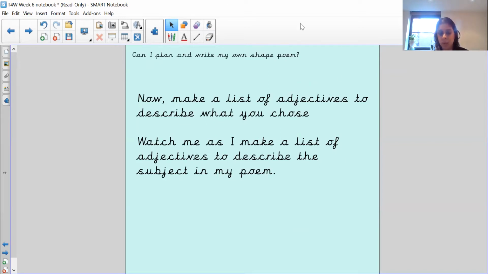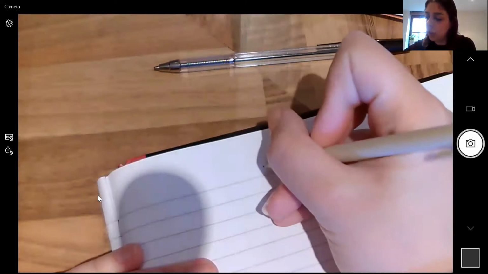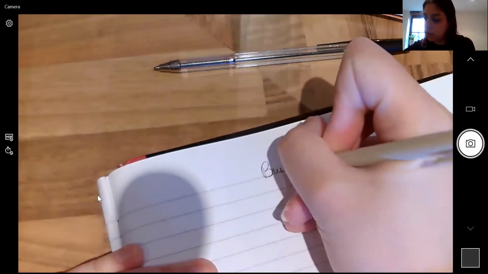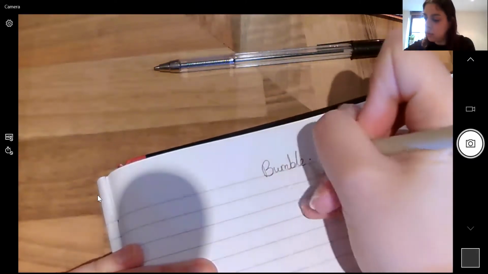Now, if I stop sharing this screen and I start sharing camera instead, you'll be able to hopefully see my book. Okay, so I've got my book here and I'm going to do mine on bumblebees. So this is just my plan. So I'm going to write at the top, bumblebees.